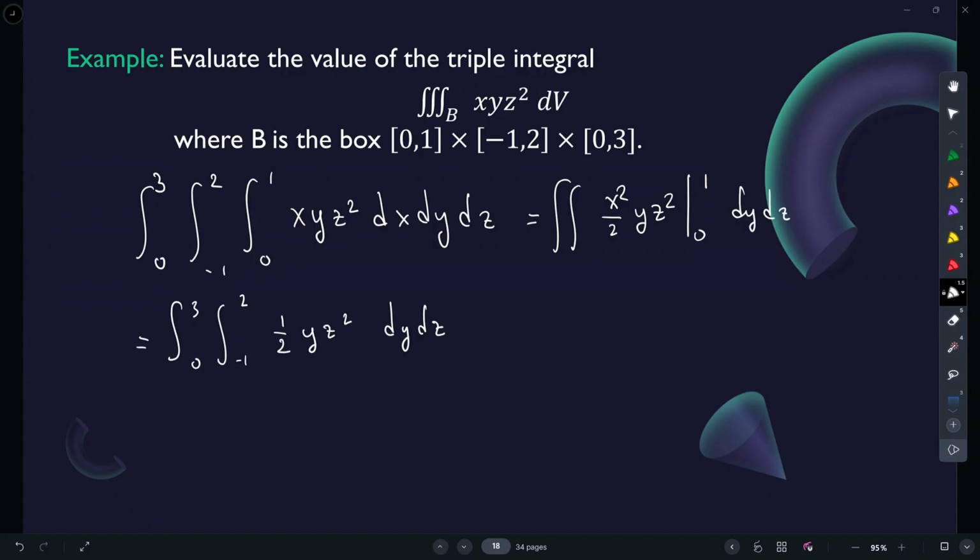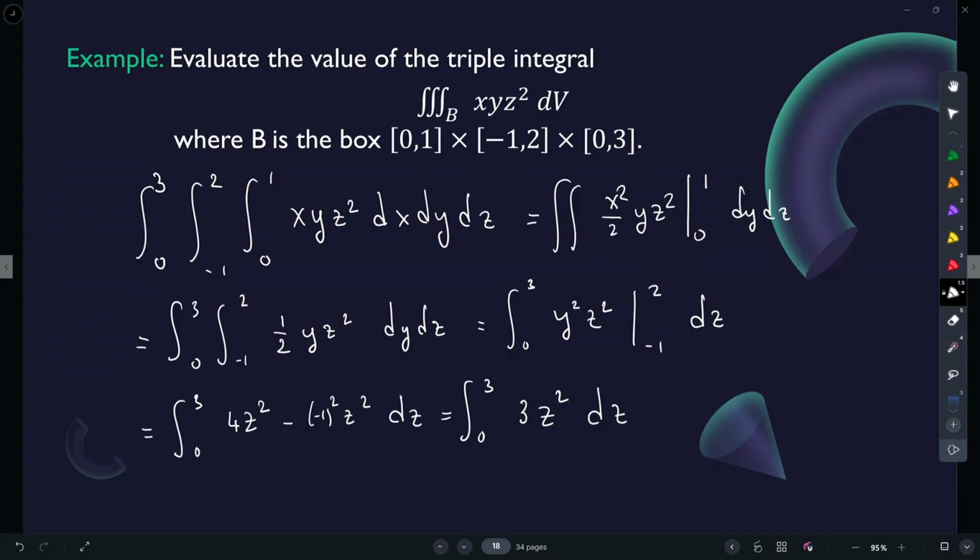Now I keep going. Now I have to integrate with respect to y. This will be the integral from 0 to 3. With respect to y, a half y, the integral is y squared, so this is y squared z squared between -1 and 2 dz. So that is how much? The integral of y is y squared divided by 2, so I am actually going to get a fourth in there, right? Thank you.